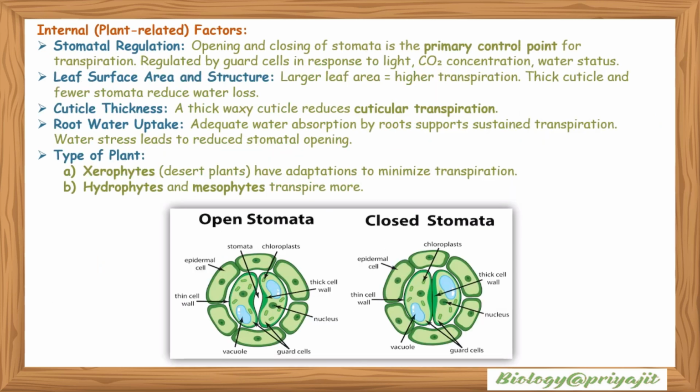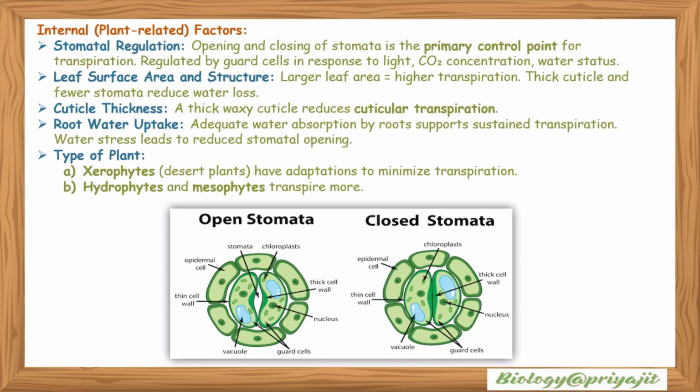Internal or plant related factors. Stomatal regulation: opening and closing of stomata is the primary control point of transpiration, regulated by guard cells in response to light, carbon dioxide concentration and water status. Leaf surface area and structure: larger surface area indicates higher rate of transpiration. Thick cuticle and fewer stomata reduce the water loss.